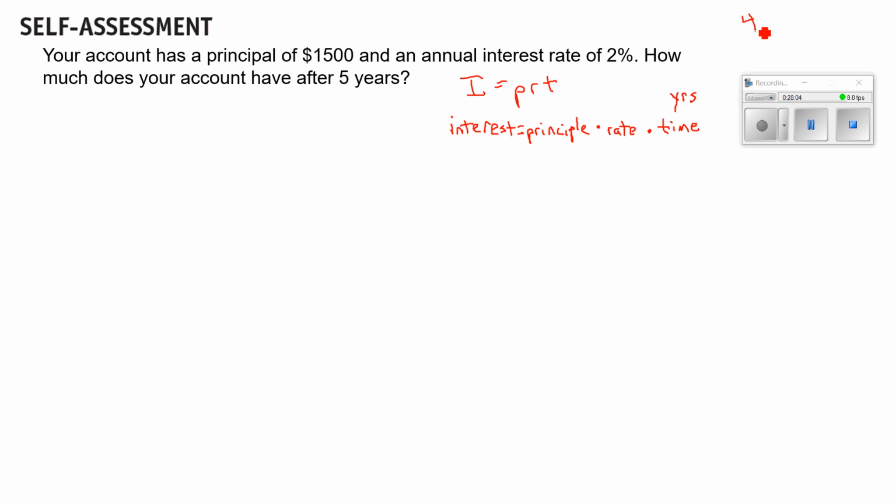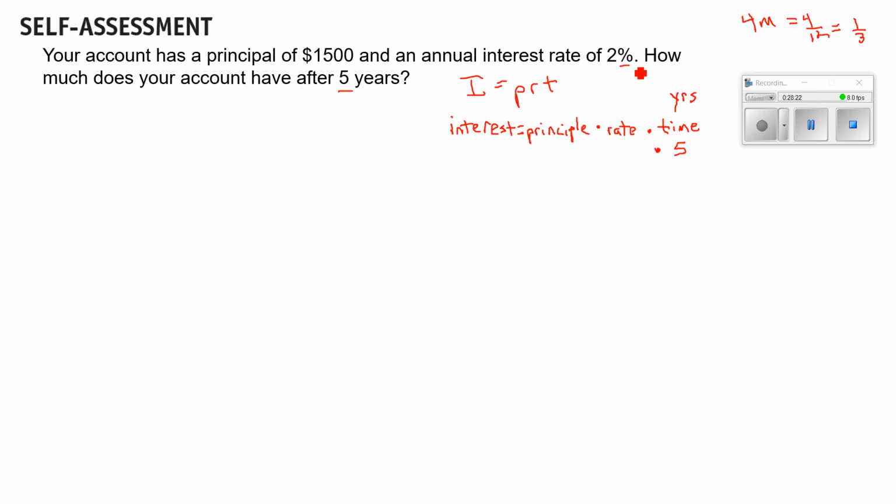So if they said it was 4 months, I would put as an answer 4 over 12, and 4 over 12 is really 1 over 3. So that'd be 1 over 3 years. They didn't do that, they told us 5 years, so we can replace the time with 5. Now the rate was 2%.